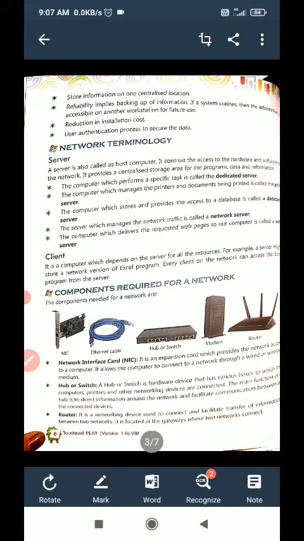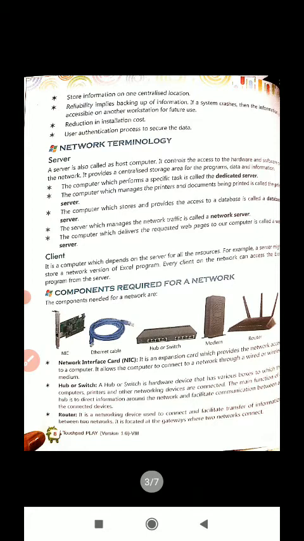Then, reliability implies backing up of information. If a system crashes, then the information is accessible on another workstation for future use. अभी अगर आपने आपके मोबाइल का बैकअप करके रखा है, मोबाइल अगर आपका करप्ट हो जाता है, डैमेज हो जाता है. Last year I taught you about viruses. वायरस क्या होता है ये मैंने सीखा है.